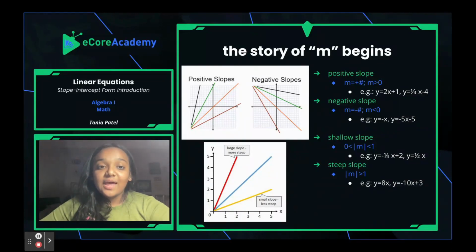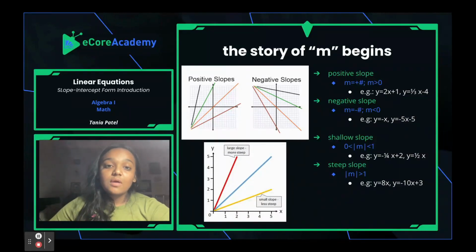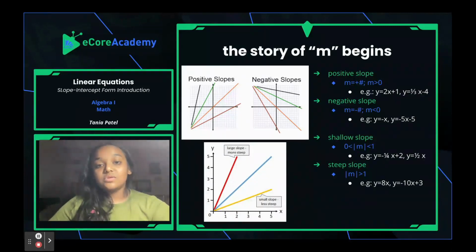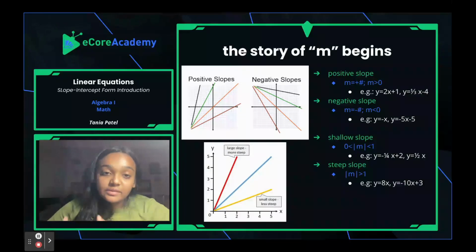Then there's also the opposite of that, which is the negative slope. If the M value is a negative number, a number that is below 0, then the slope will be negative. For example, in the equation y equals negative 5x minus 5, the M value is negative 5. Because the M value is negative 5, the slope will be negative. And because the slope is negative, the direction that the slope goes from left to right is different than it was when it was positive. In a negative slope, the right side of the line will be approaching the bottom right of the coordinate plane.